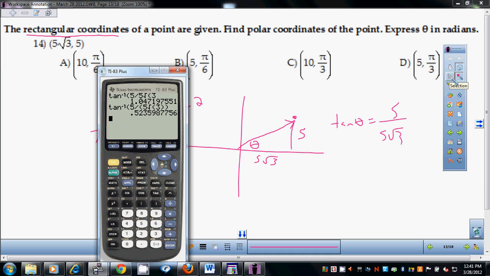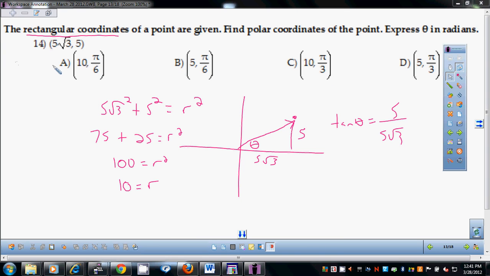Now, if you're wondering how on earth you're getting pi over 6 as that, you can just punch in the calculator pi over 6 equals, and you'll get that same decimal. And that might be the easier way to do it. So the answer is A.